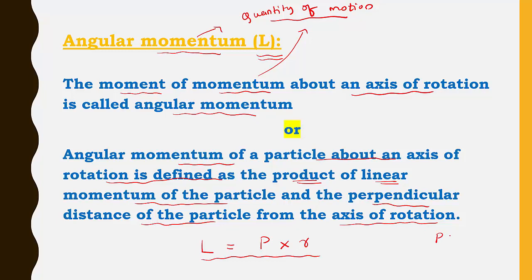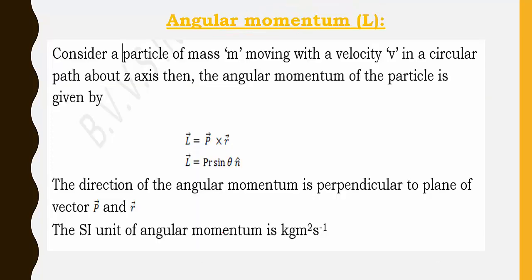So linear momentum is given by P equal to mv. Torque is given by the equation F cross R. And angular momentum is given by P cross R. So it is the same linear momentum, but with a certain distance. With a certain distance means it gives rotational motion. So this is the angular momentum theoretical and mathematical definition.